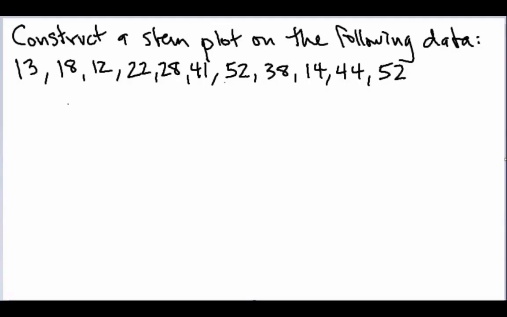In this lesson, we'll examine how to construct a stem and leaf plot on the following values you see there on your screen. To construct a stem and leaf plot, we first want to draw a vertical line here. On the left is going to be the stem, and on the right is going to be the leaves. And I'll show you what I mean here.